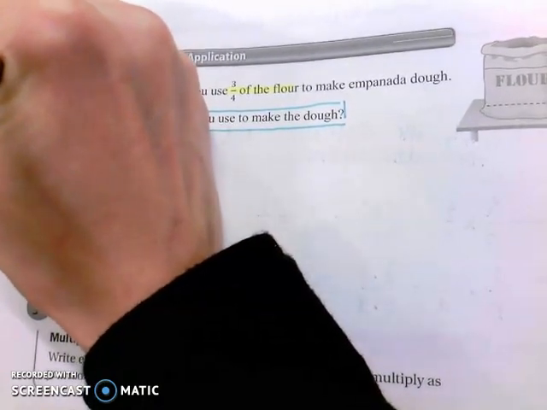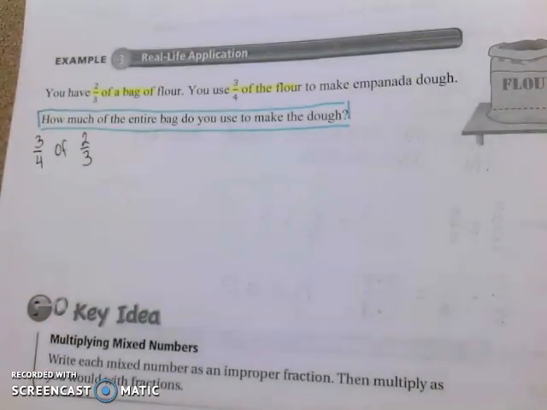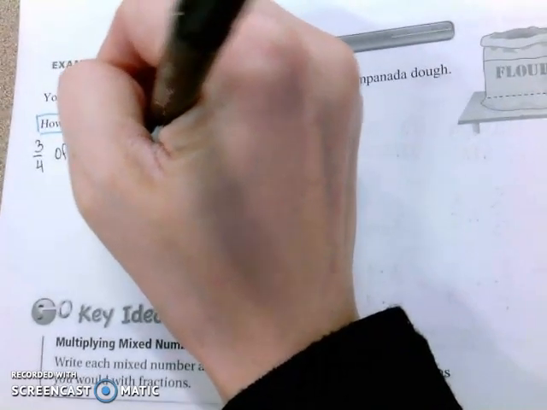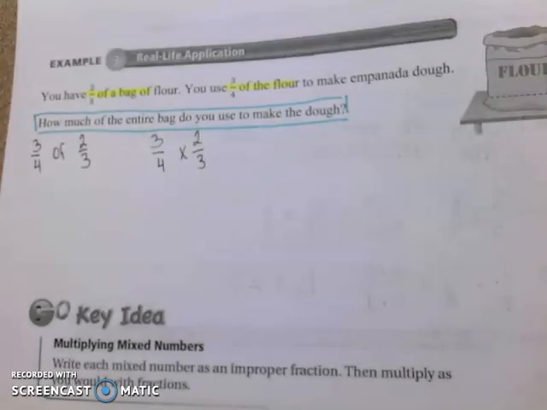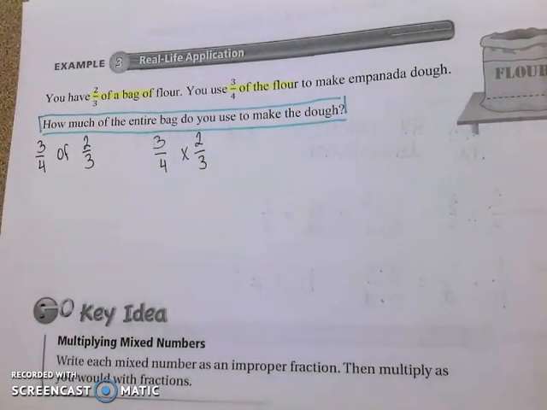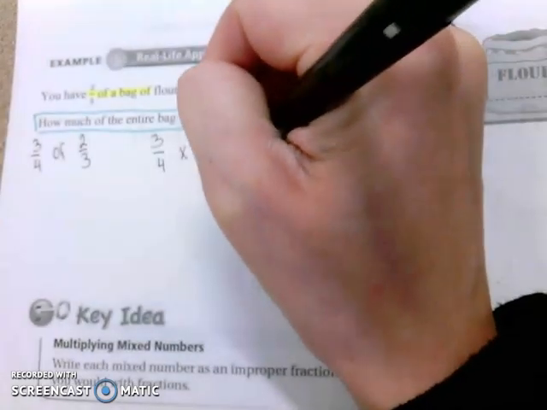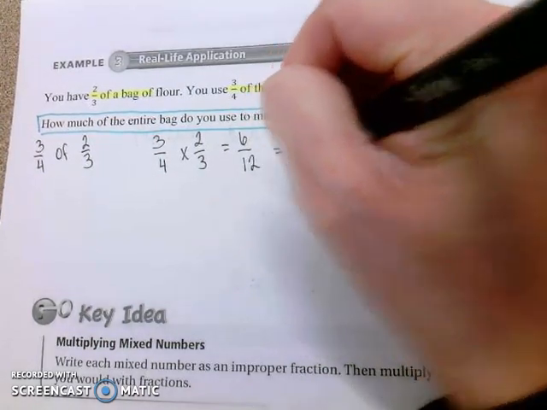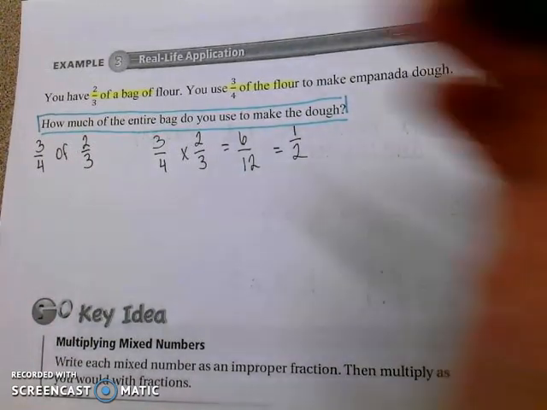So what I'm trying to find is 3/4 of 2/3. So I'm going to multiply 3/4 times 2/3. So we can just multiply straight across. 3 times 2, 4 times 3, and then simplify to 1/2. We could also use our method of simplifying first.